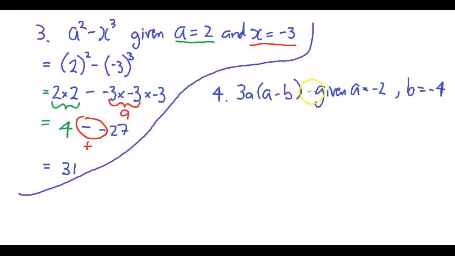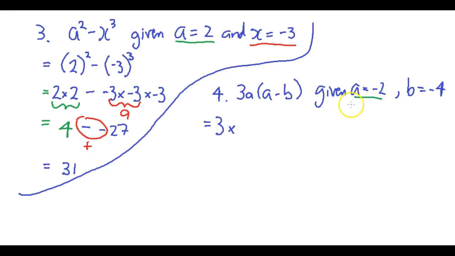For my last example, I have 3a multiplying a bracket a minus b. Again, I'm going to lift the a, which is minus 2, and replace the minus 2 both here and here. And I'm going to replace the b with negative 4. Before I do that, just remember there's a couple of things here. The 3 is multiplying the a here. So I'm going to write that 3 in and the multiply symbol.